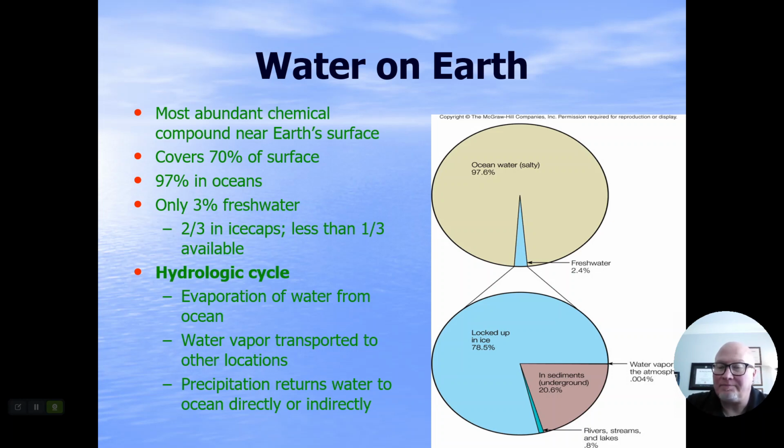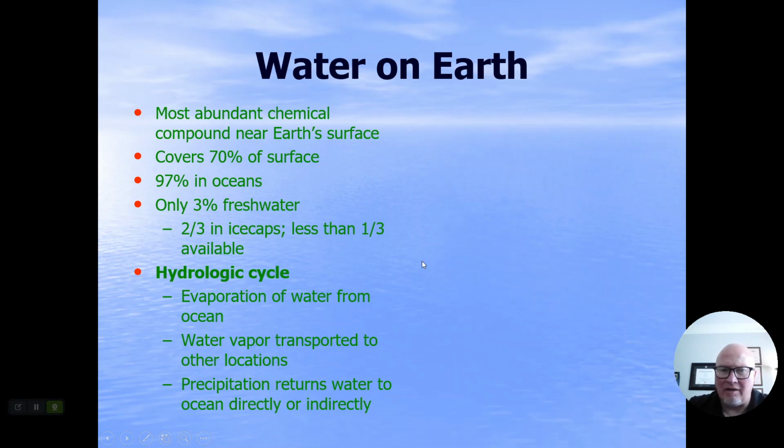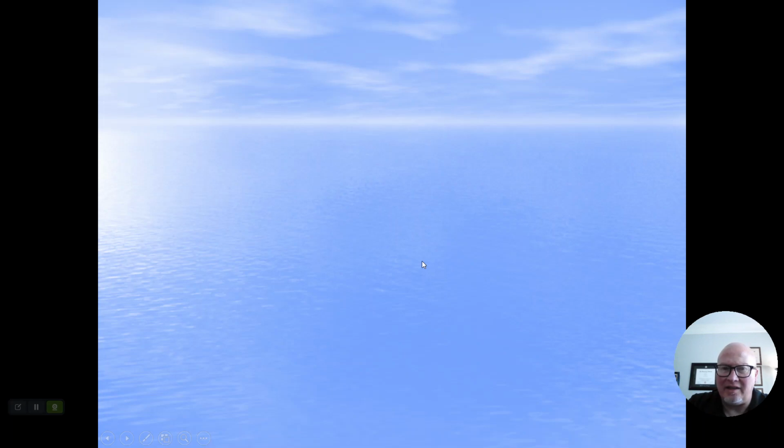So if we take a look at a diagram here, a pie chart of all of Earth's water, we see that about 97-98% of Earth's water is ocean water, that is salty. Only roughly 2 to 3% is fresh water. And of that 2 to 3%, most of it is locked up in ice. And then we have some that is in sediments and groundwater, and then we have rivers, lakes, and streams, which makes up about 0.8%. And then there's water vapor in the atmosphere, which is 0.004%. So that gives you a breakdown of water on Earth, where we find it and everything.